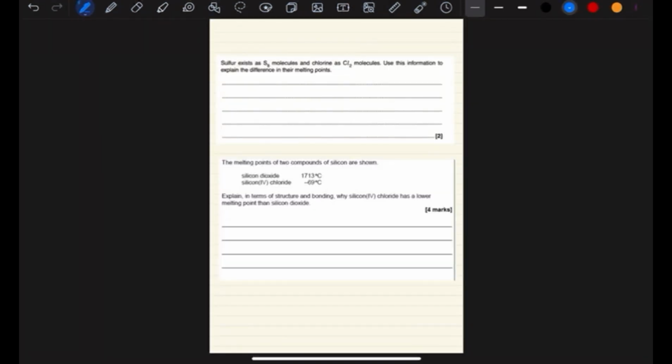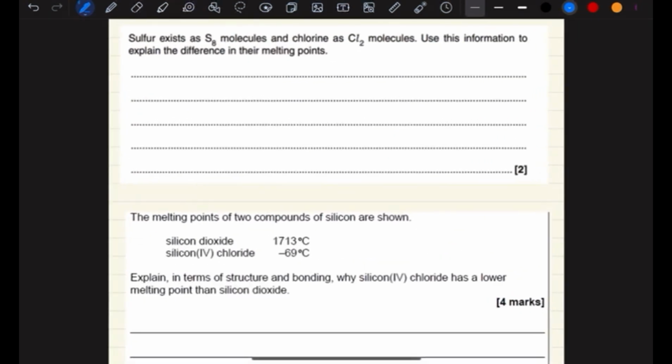Okay, and suddenly it's question time. So you've got two to try down. Sulfur exists as S8 molecules and chlorine as Cl2. What is the difference in their melting points? And similarly, you've got another question about silicon dioxide and silicon chloride, and you want to explain, using structure and bonding, why silicon chloride has a lower melting point.